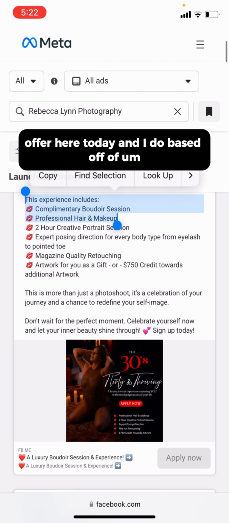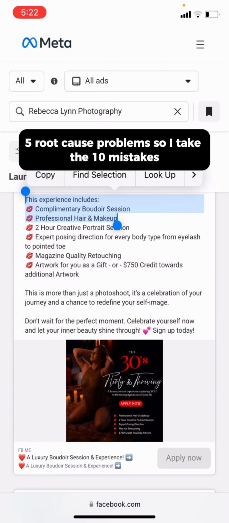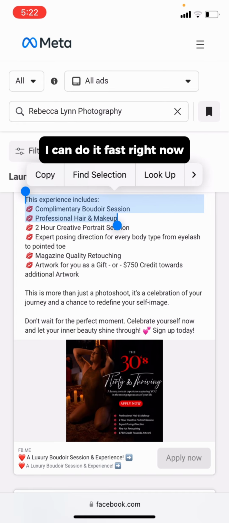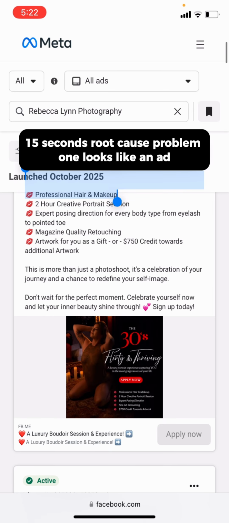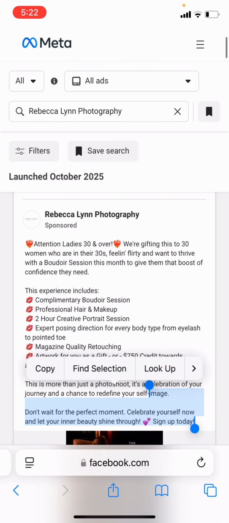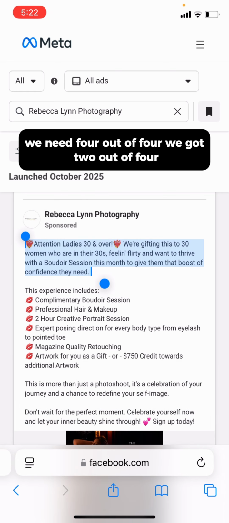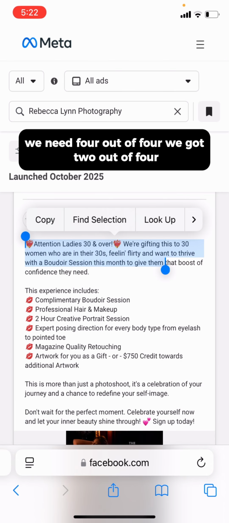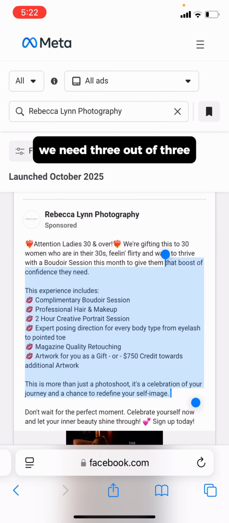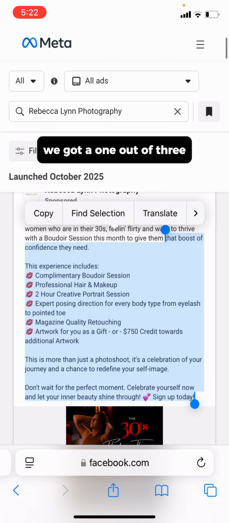And I do it based off of 5 root cause problems. So I take the 10 mistakes, smush them down to 5 root cause problems. I can do it fast right now, 15 seconds. Root cause problem 1, looks like an ad in that creative. Root cause problem 2, see more headline. We need 4 out of 4. We got 2 out of 4. Body copy, we need 3 out of 3. We got 1 out of 3.